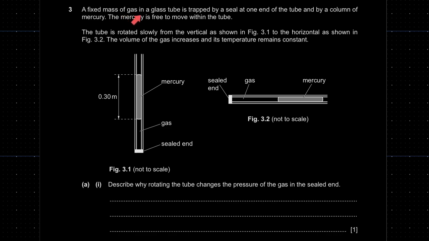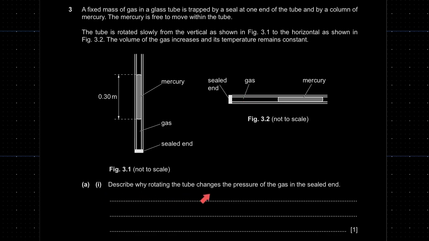Next question. A fixed mass of gas in a glass tube is trapped by a seal at one end of the tube and by a column of mercury. The mercury is free to move within the tube. The tube is rotated slowly from the vertical as shown in 3.1 to the horizontal as shown in 3.2. The volume of the gas increases and the temperature remains constant. So it says that in going from 3.1 to 3.2, the volume of the gas increases.